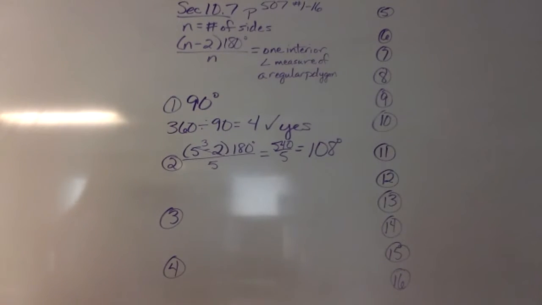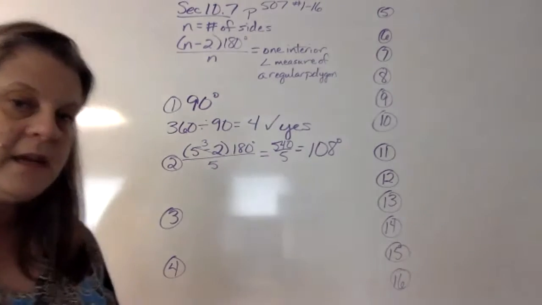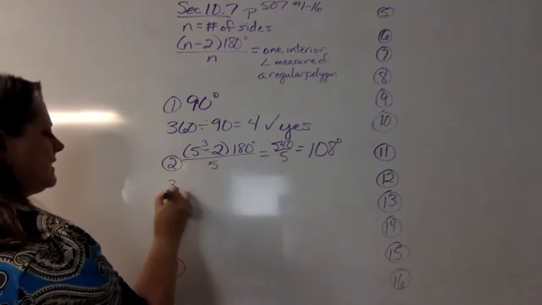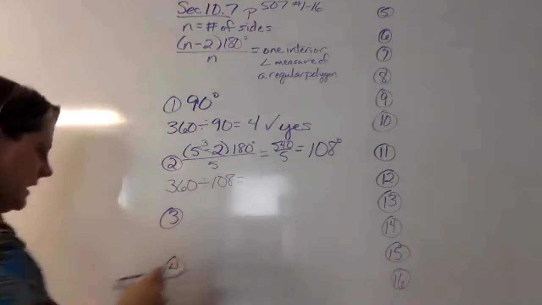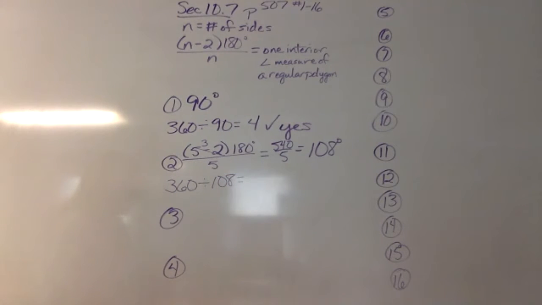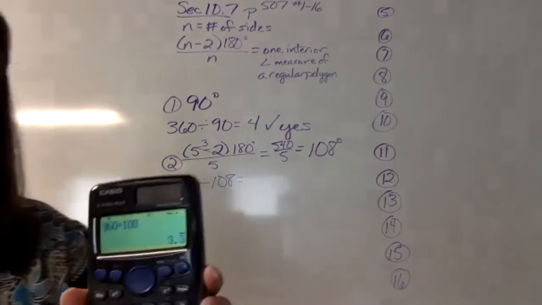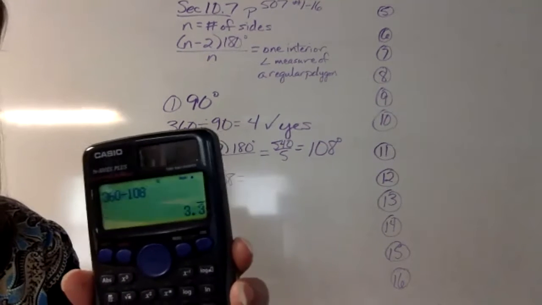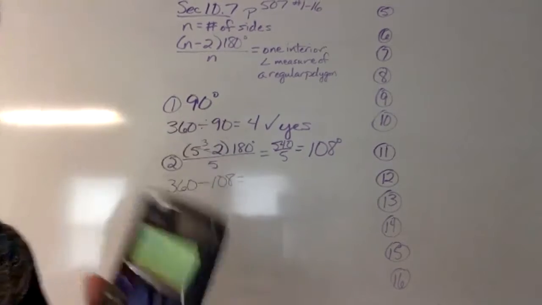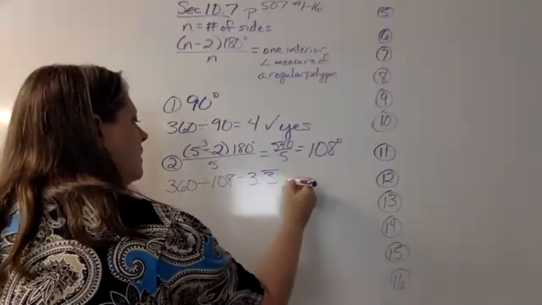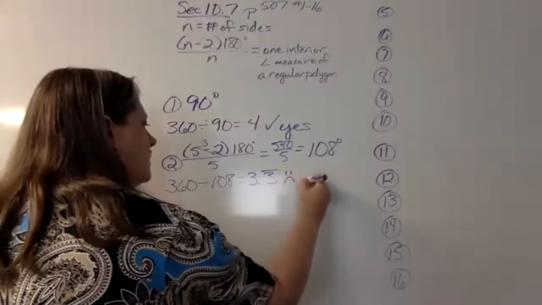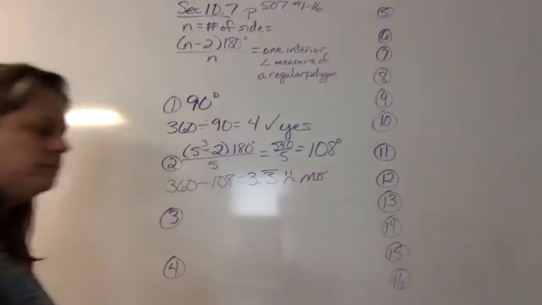So now I have to see if it divides evenly into 360. So I take 360 divided by 108. And we get this. So did it divide evenly? No, we got a decimal. We don't want a decimal. So it doesn't work. So we say no.